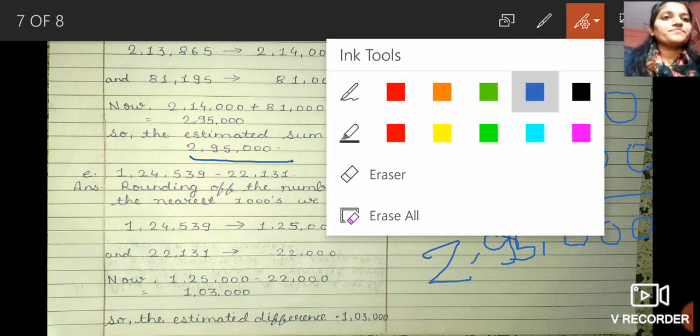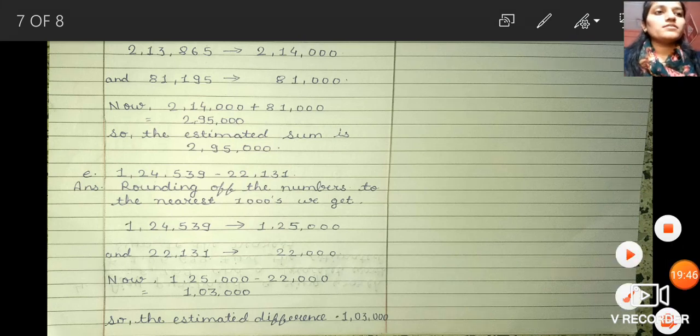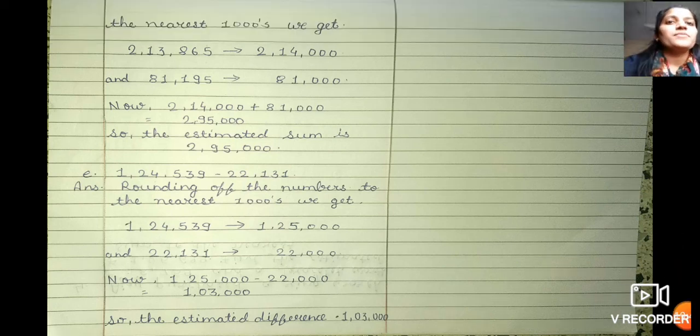So here we can see I have written the answer, 2,95,000. Next question is, our last sum is 1,24,539 minus 22,131. Okay students, so now we are going to solve our last question of today's session. First of all, here we have to round off the number to the nearest thousands.